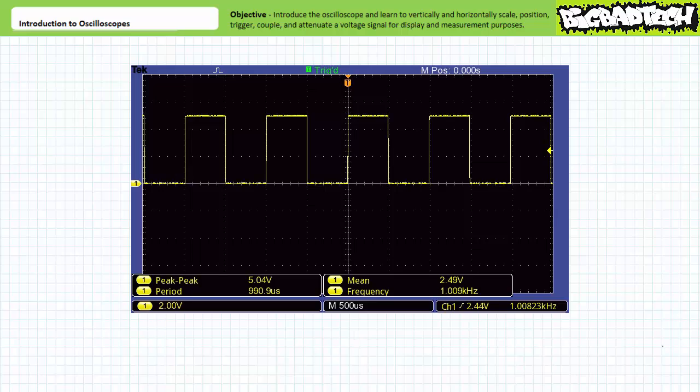We'll be making use of this tool in later lectures to display and measure the electrical characteristics of elements within AC circuits. In conclusion, this lecture took a brief look at the oscilloscope, a device that not only measures the voltage waveform under inspection, but also displays a plot of it on the screen. We oriented ourselves to the device and learned how to properly vertically and horizontally scale, position, trigger, couple, and attenuate a voltage signal for display and measurement purposes.